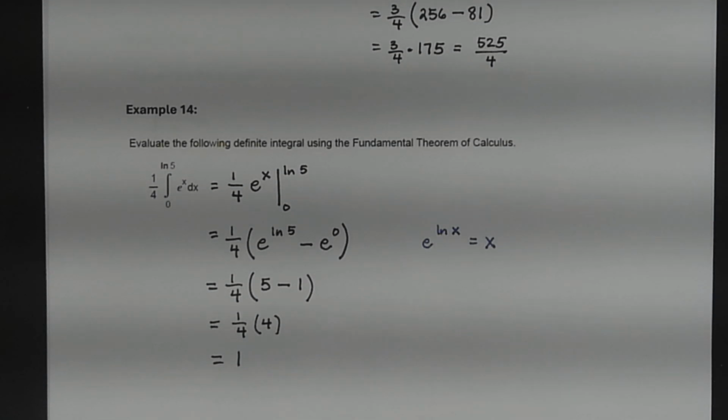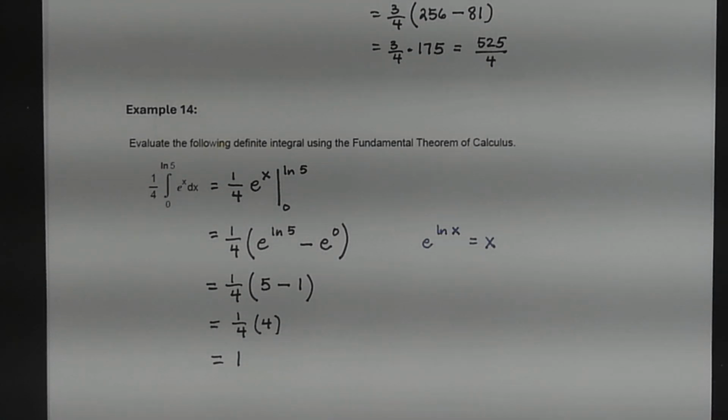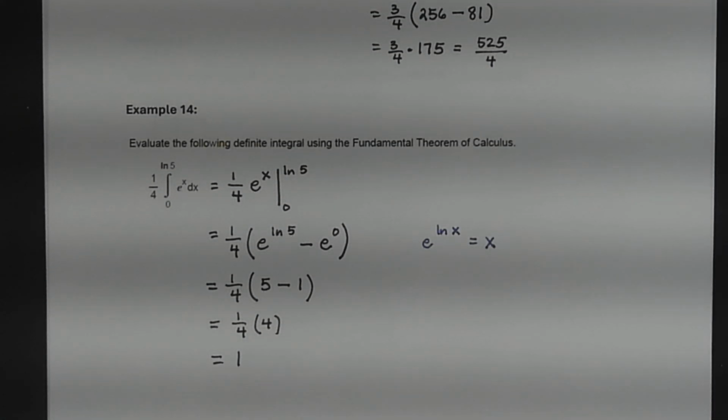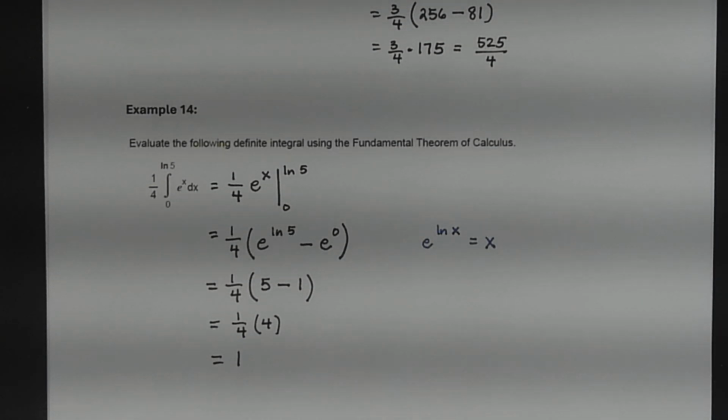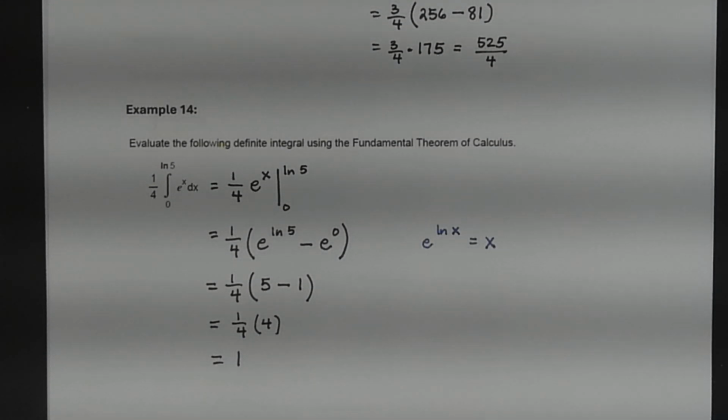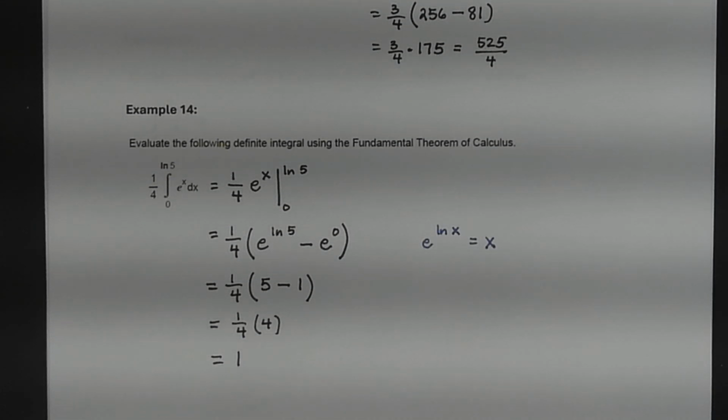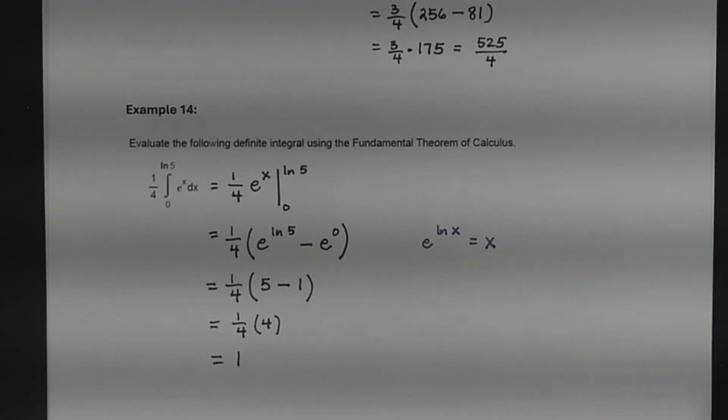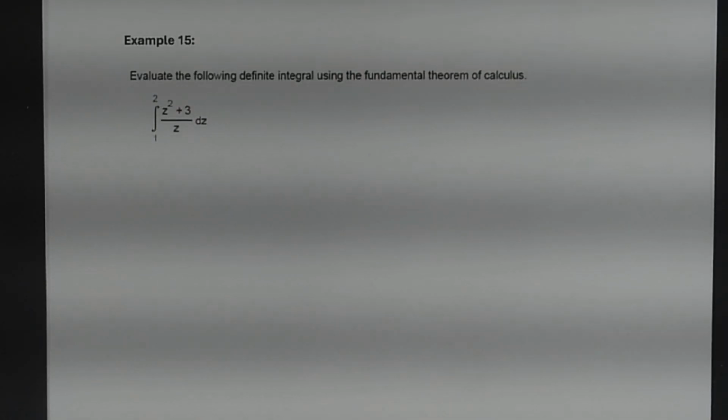Okay. So that's 1/4 times the integral from 0 to the natural log of 5 of e to the x dx will be equal to 1. All right, and finally, example 15.